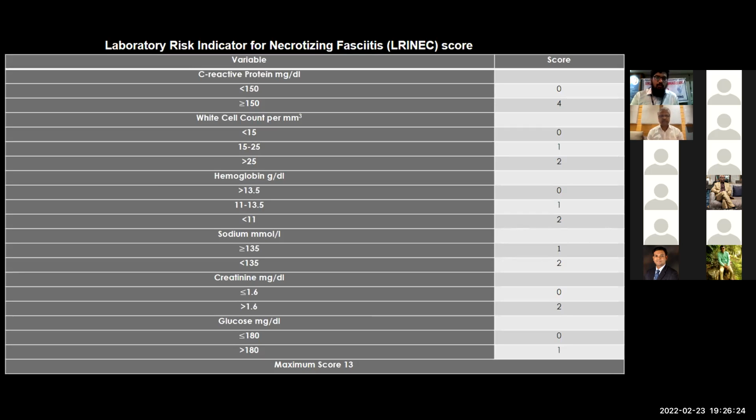A CRP of more than 150 is given a score of 4. White cell count of more than 25,000 is a score of 2, and between 15 and 25,000 a score of 1. Hemoglobin of 11 to 13.5 is a score of 1, less than 11 a score of 2. Sodium of less than 135 is a score of 2. Creatinine of more than 1.6 was given a score of 2, and glucose of more than 180 mg per deciliter a score of 1, with the maximum score of 13.